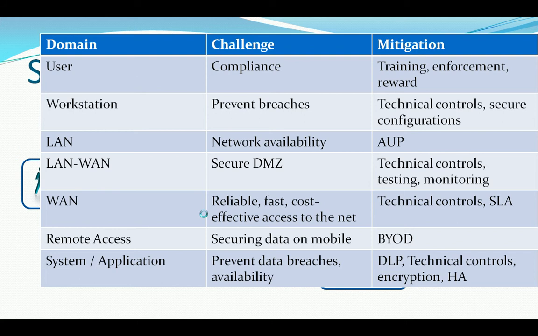So we want to make sure that we not only prevent against data breaches, but it's also available. One of those pillars of IT security is availability. So we want to make sure people can access that data when they need it. Some mitigation techniques that we'll talk about are DLP, data leak protection is what that stands for. We're going to talk about technical controls that we can employ to mitigate these challenges, and also encryption and high availability.